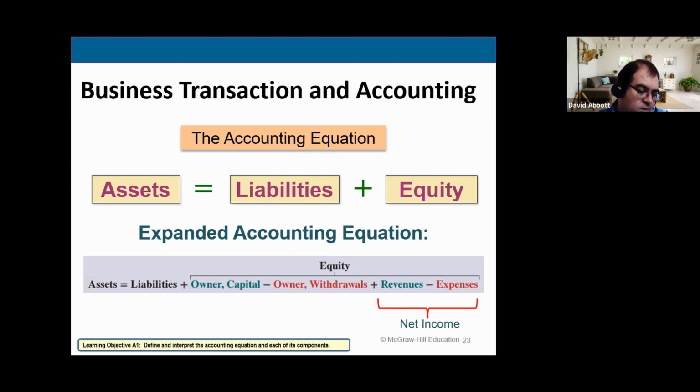Owner capital refers to the inflow of cash or other assets that the owner contributes, which increases equity. Owner withdrawals are cash outflows and other assets to the owner that reduce equity. Revenue is the increased equity from sales of products and services. So it's the revenues, it's not necessarily the profit. It's the revenue, the money that's coming in. And then expenses are decreased equity from the cost of providing the service.